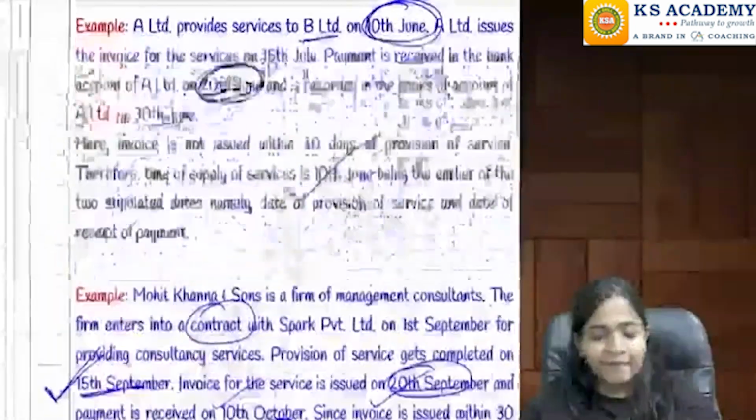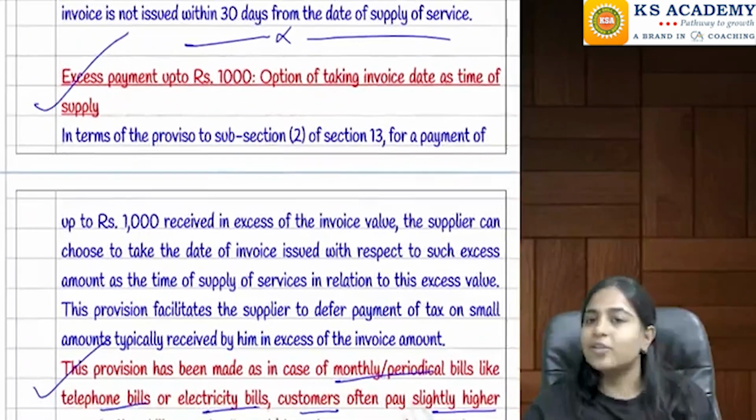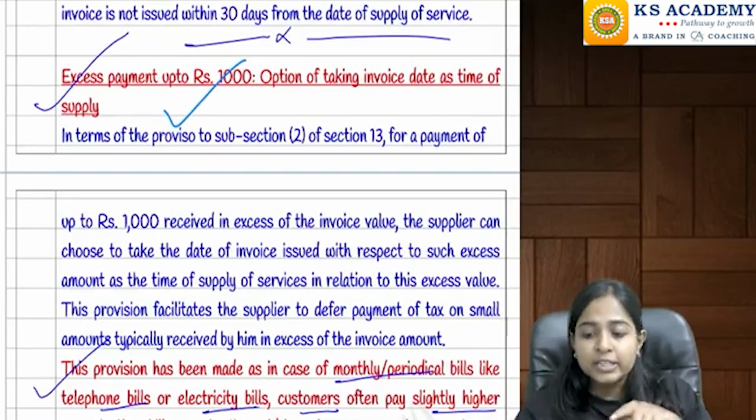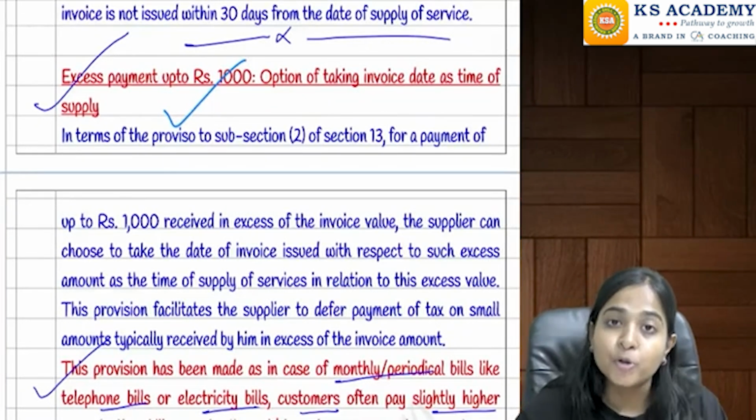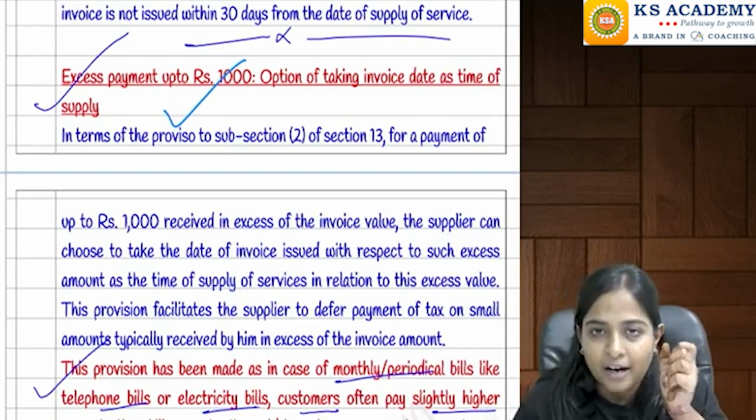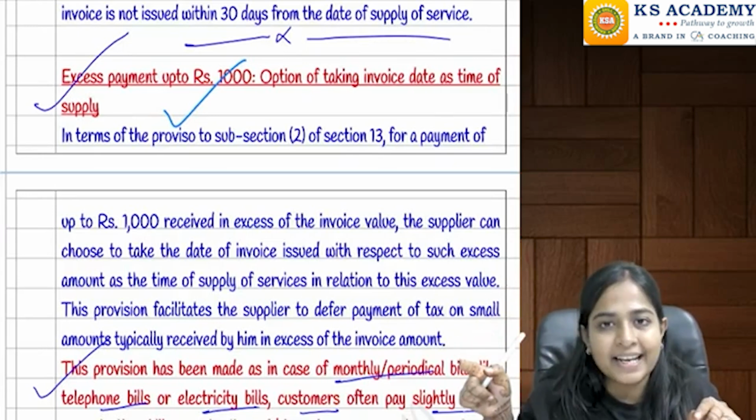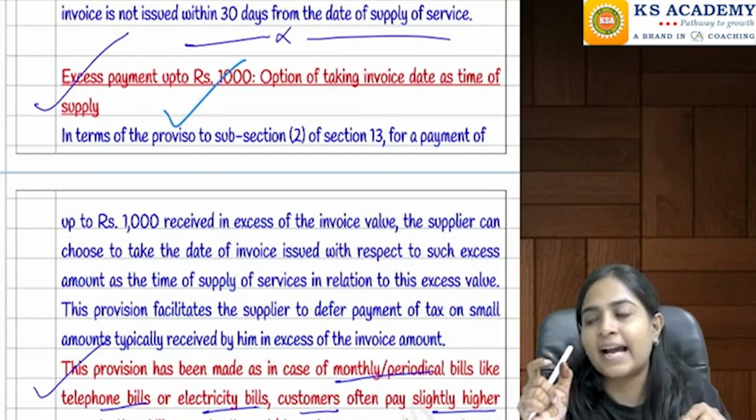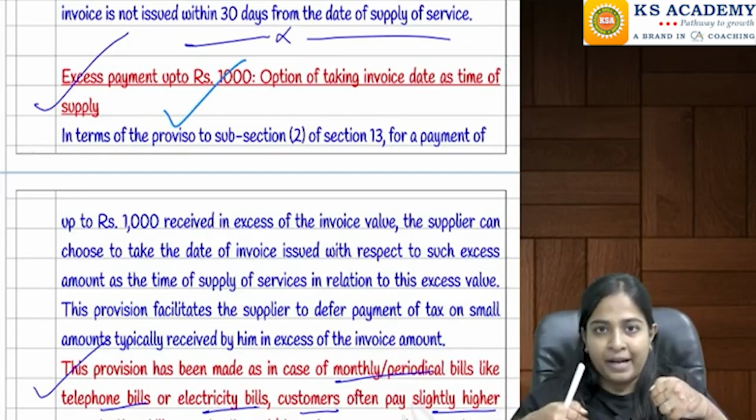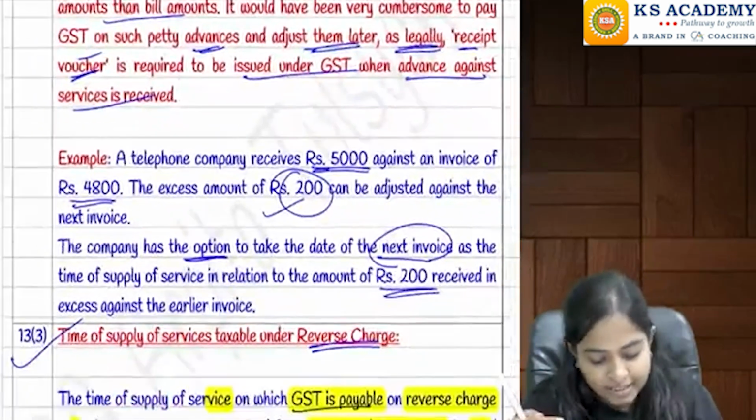Yes, some examples are given so that whenever you are doing it for the first time, the concept becomes very, very clear. Then same excess payment up to ₹1,000, just like we had done in case of goods. Suppose while paying the Vodafone postpaid bill, I made some extra payment up to ₹1,000 only. Then for that excess payment, I can take the time of supply. That excess payment will be adjusted in the next bill. So for that excess payment, I have the option to take either the date of payment or the date of the next invoice as the time of supply. Are you clear with this?